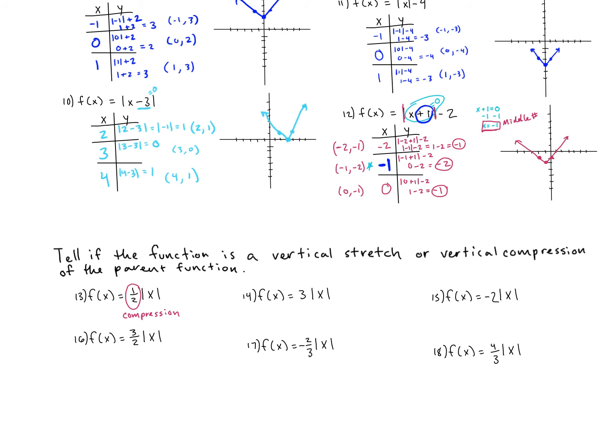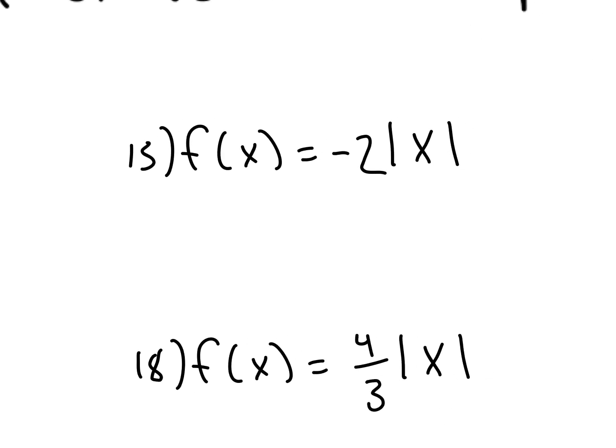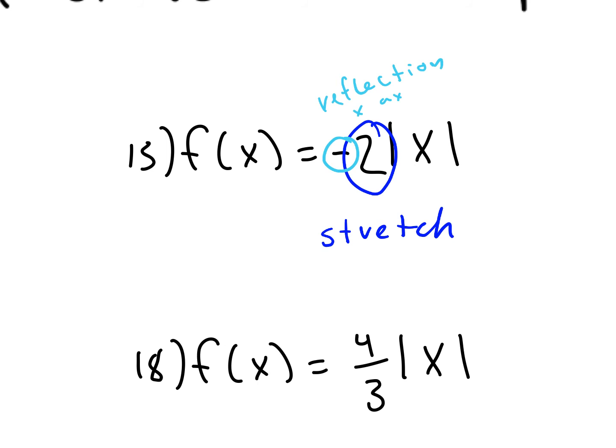We did 13 together, so let's look at 14. We just have to tell if it's a vertical stretch or vertical compression. So 3, are we stretching or compressing? Stretch, because 3 is greater than 1. 15. What are we doing here? Stretch. 2 is greater than 1. We're looking at 2, not the negative. What does this negative out front do to our graph? It's a reflection on the x-axis. So that negative is a totally different transformation. We just need to know that it stretches because of that 2. So you ignore the negative.